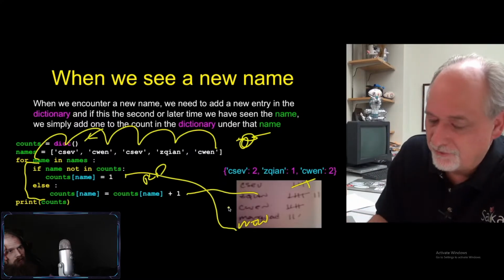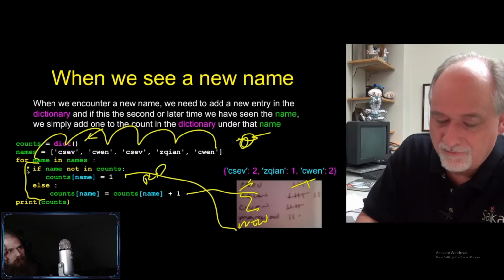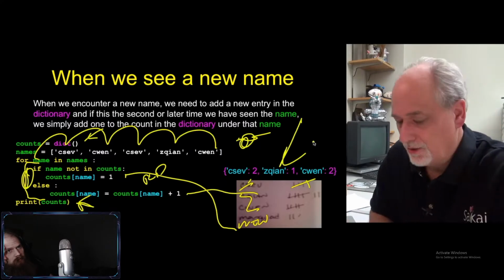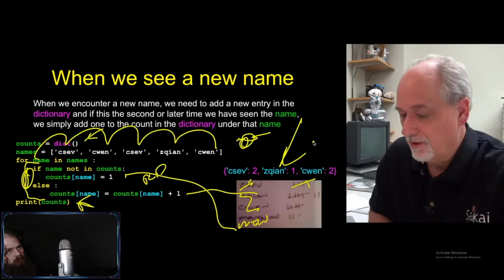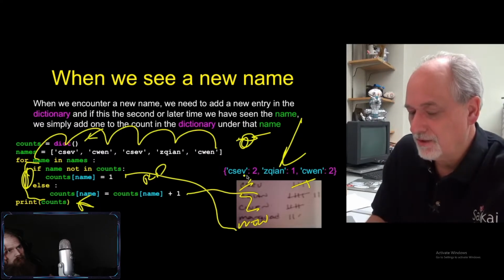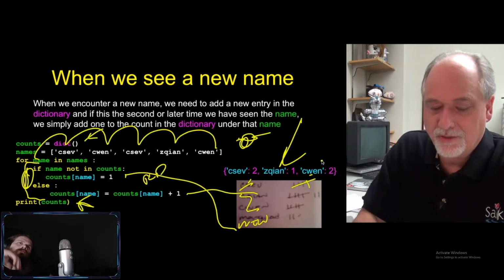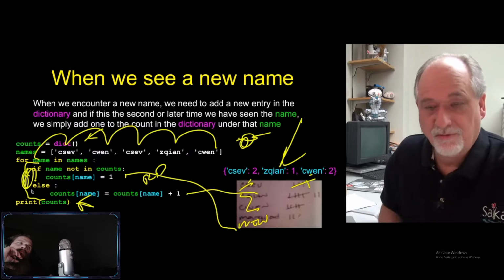And you start with an empty one, and you do this long enough, at the very end, it will print out the histogram that you're looking for. And so you say, oh, we've seen csev twice, Zhen once, and Chen twice. And so that's the idea. And so this can run 1,000,000 times if you want.